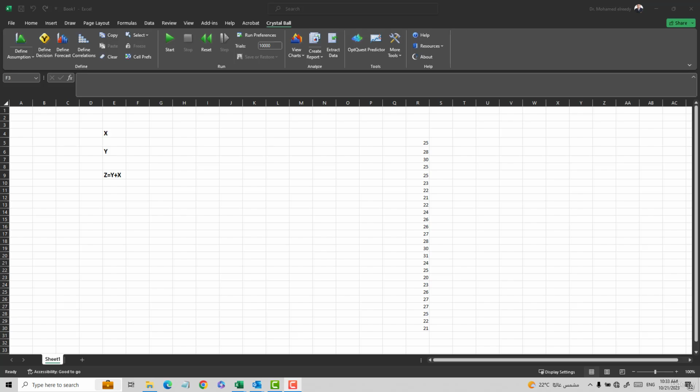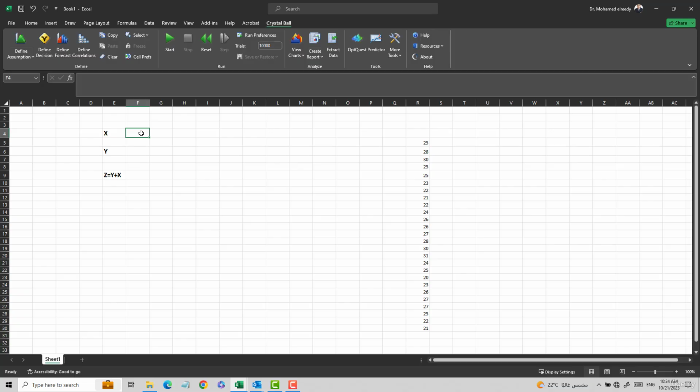Let us discuss an example. We need to know about the fitting. If you have data of a variable, and I need to do the fitting and define the best simulation, or best probability distribution, that will be used for it. For example, x and y are assumptions, and define z as y plus x.